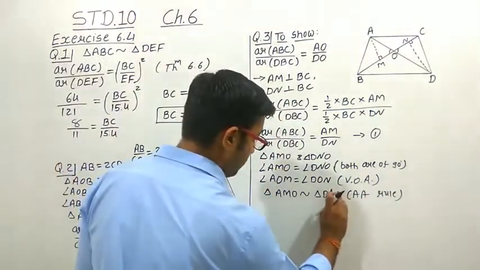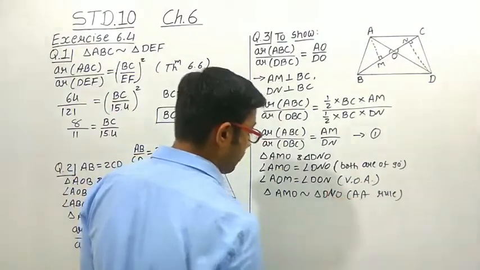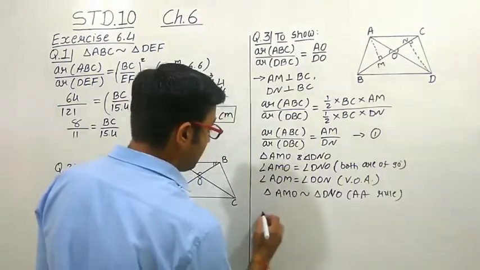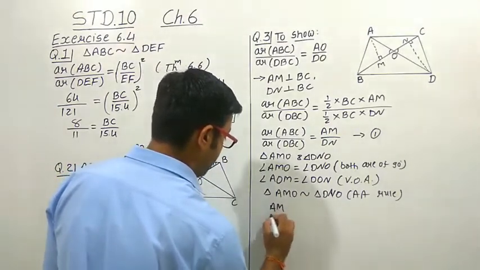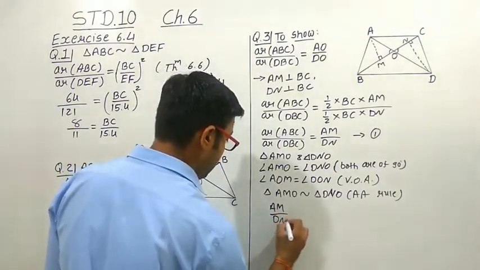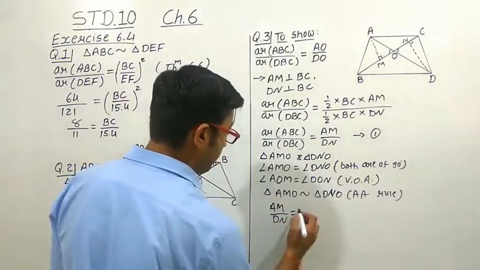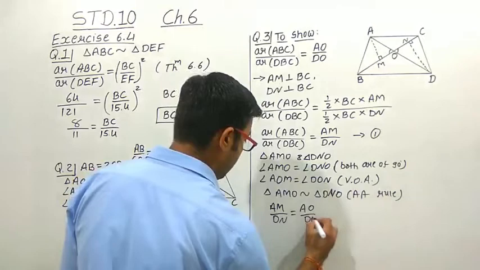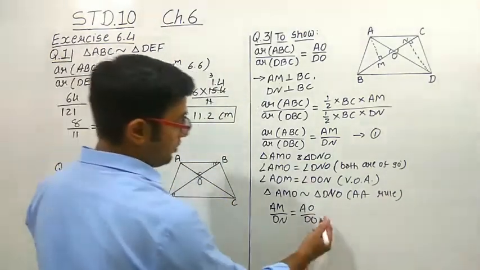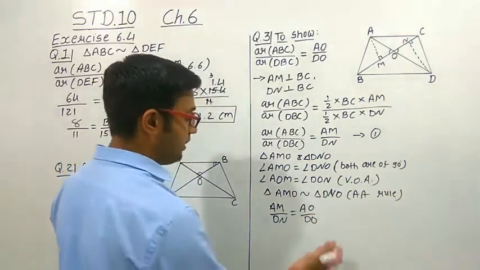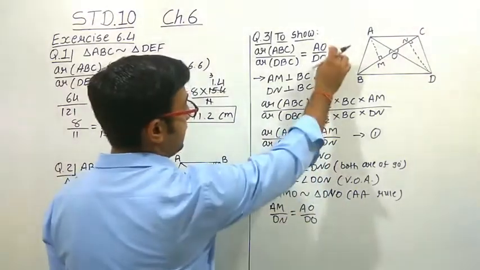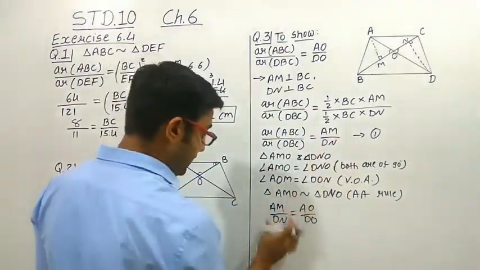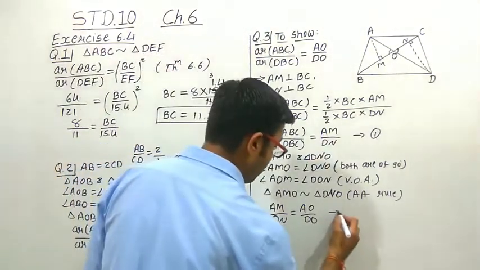Now we know that as the two triangles are similar, their corresponding sides are in the same proportion. So we can write that AM upon DN is equal to AO upon DO. The third condition we do not need to write down. Actually we can write it, but here we required AO upon DO, that we get here. Here we have proved AM upon DN. Call it equation number 2.